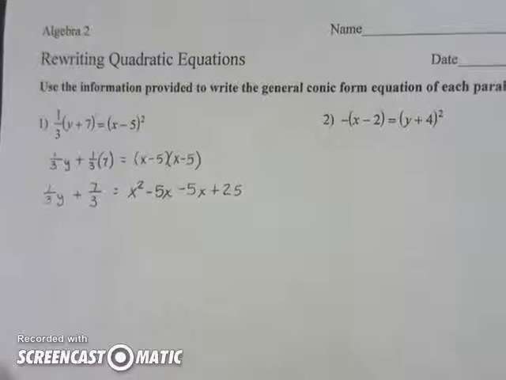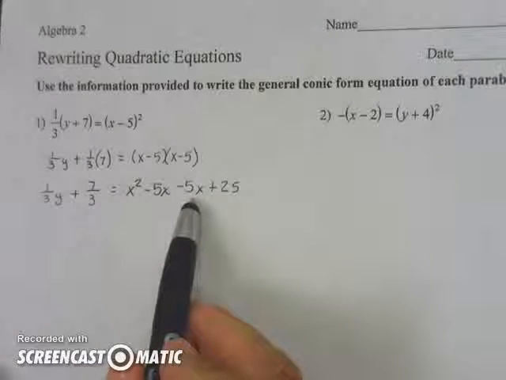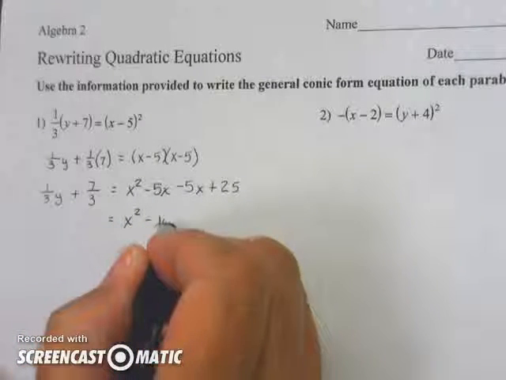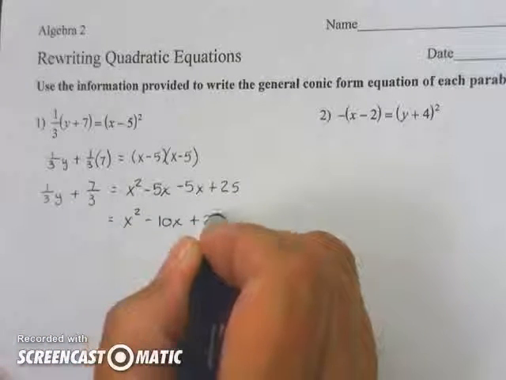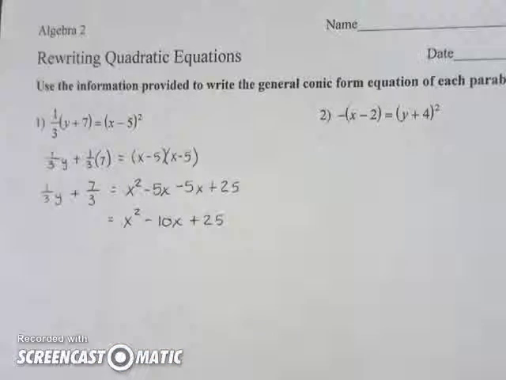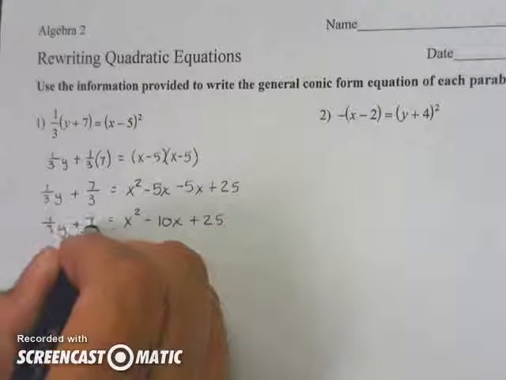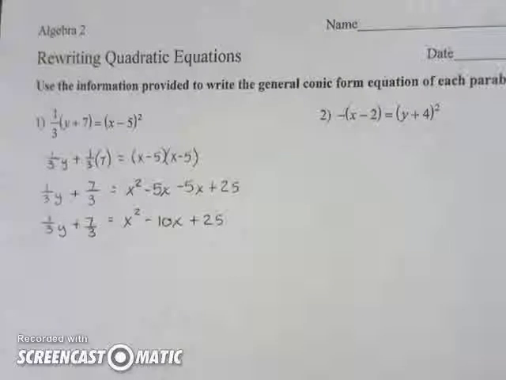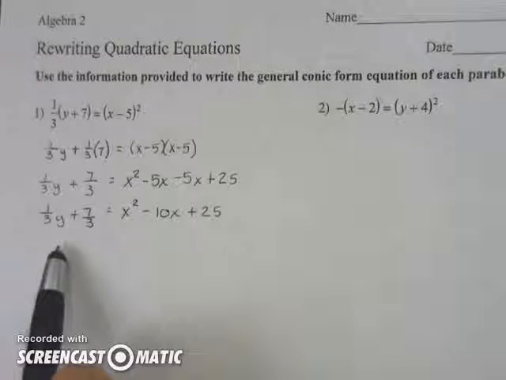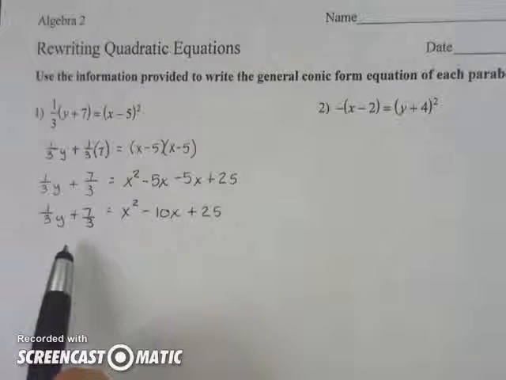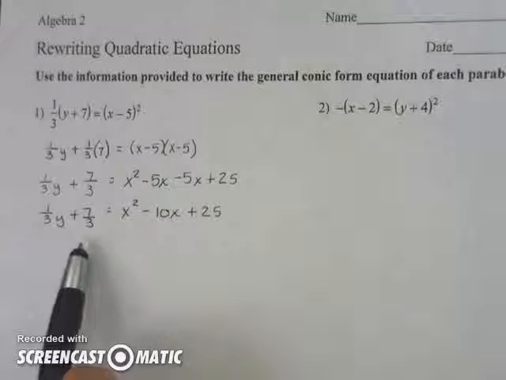Looking at my equation now, I see that I have like terms on the right side. So I'm going to simplify that. I get x squared minus 10x plus 25. The left side, I'm going to bring down 1/3 y plus 7/3. Now, with the fractions on the left side, I want to get rid of those. The easiest way to eliminate the fraction is to multiply by the common denominator, or the least common multiple if you have different denominators.